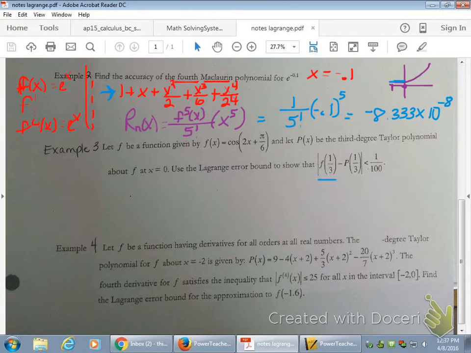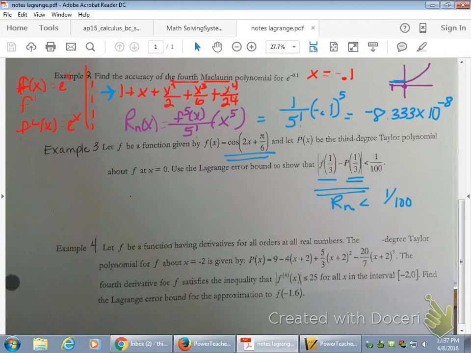Okay, f of 1/3 means what I would get if I put 1/3 into here. That's what that means. P of 1/3 means what I would get when I find the polynomial, the third degree, the third derivative, and I work out, and then I plug 1/3 into that. So this is saying that the remainder is less than 1 over 100. So basically, in order for me to prove that, I've got to find the remainder.